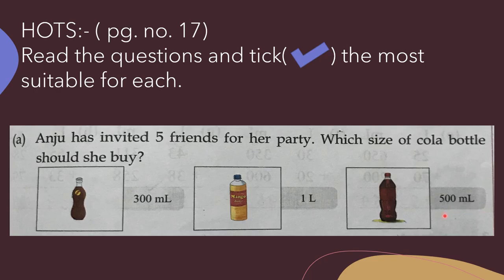Okay. So beta, here which type of bottle is the most suitable? So here we have 5 friends plus 1 Anju is there. Okay, so there are total 6 who want to drink cola. So that's why 1 liter bottle is suitable. ओके अगर वो 1 लीटर की बॉटल परचेज करेगी तो उसमें से सब लोग आराम से कोल्ड ड्रिंक पी सकते हैं. ओके सो वी विल टेक 1 लीटर कोल्ड ड्रिंक. Understood beta?